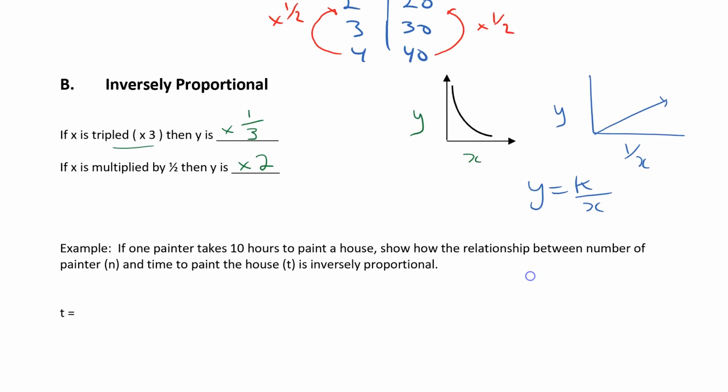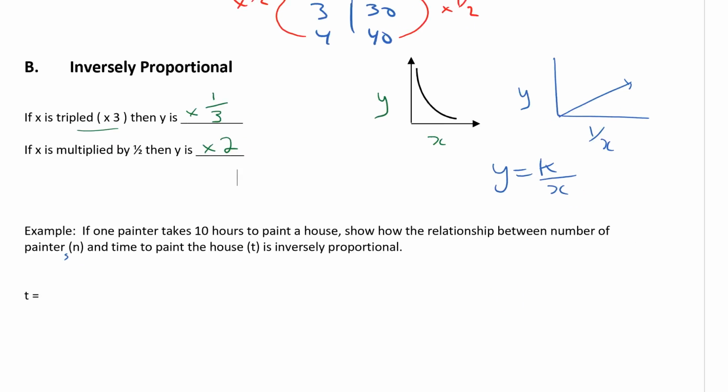Let's see about our example here. It says, if one painter takes 10 hours to paint a house, show how the relationship between the number of painters and the time to paint the house is inversely proportional. Let me just think here for a second. If I said, okay, so the number of painters is n, and the time is the number of hours.